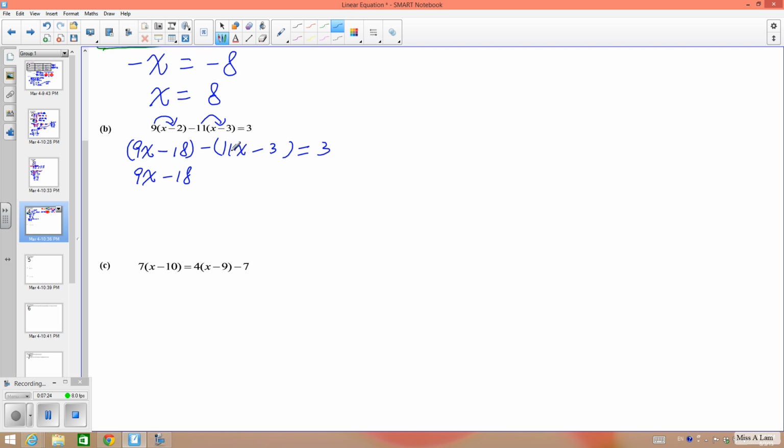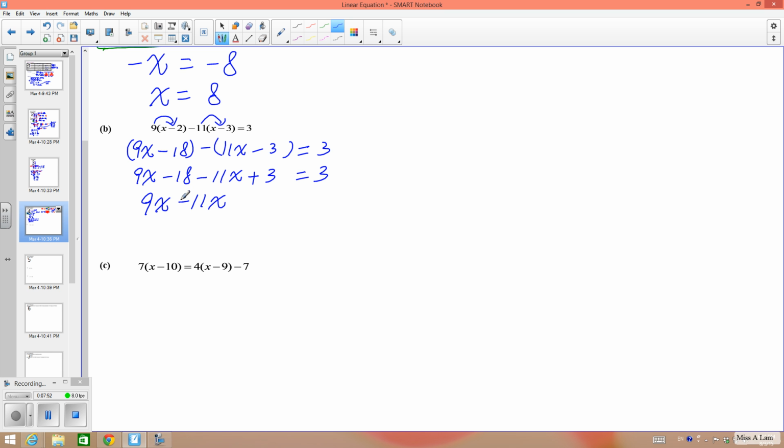And then be very careful. For this one, we have minus positive 11x, therefore we have minus 11x. But for the second one, we have minus negative, then it becomes plus, positive. Therefore, this is plus 3, equals 3.